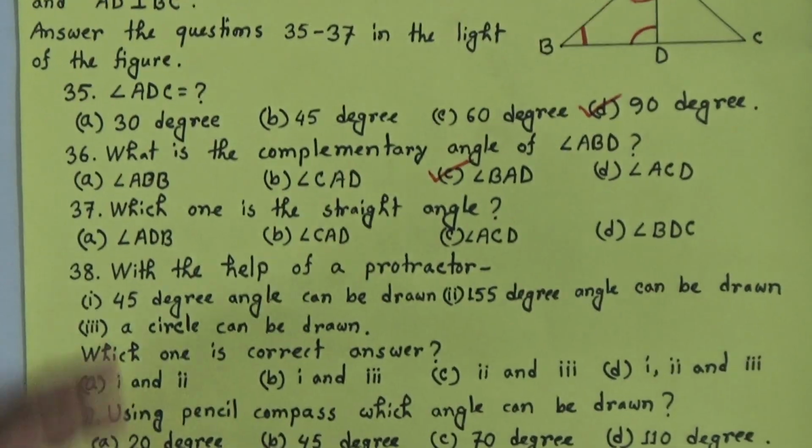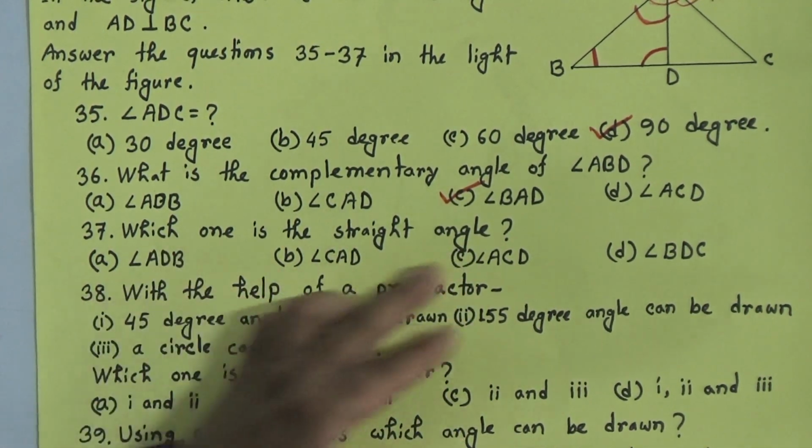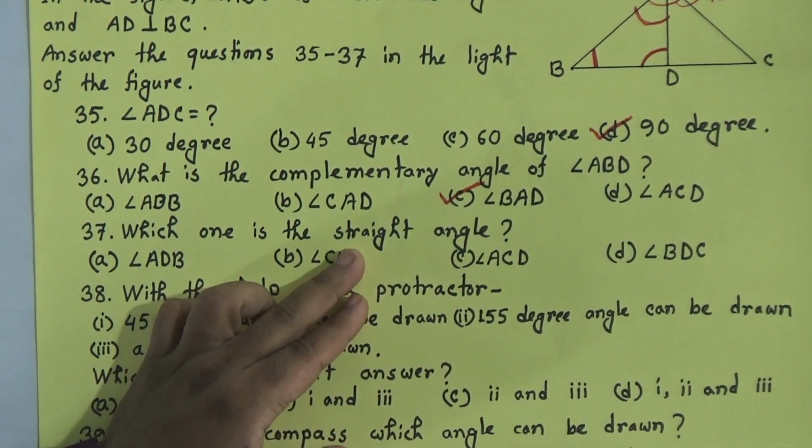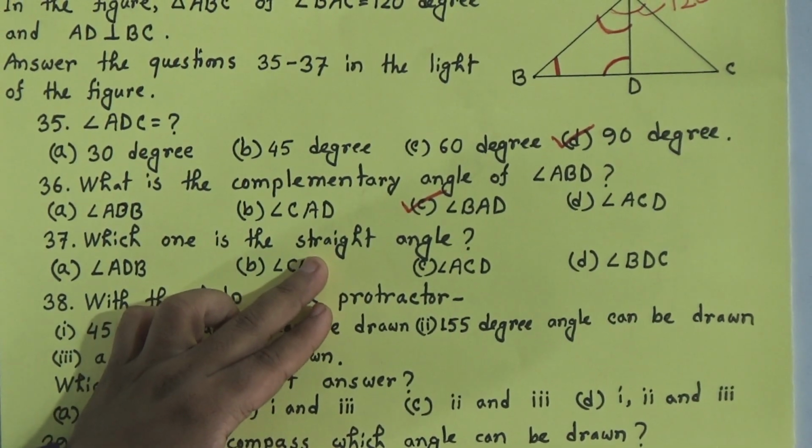Now number 37. Which one is the straight angle? Which one is the straight angle? Know very carefully, the straight angle is what? Which measurement is 180 degrees, or the measurement of two right angles?